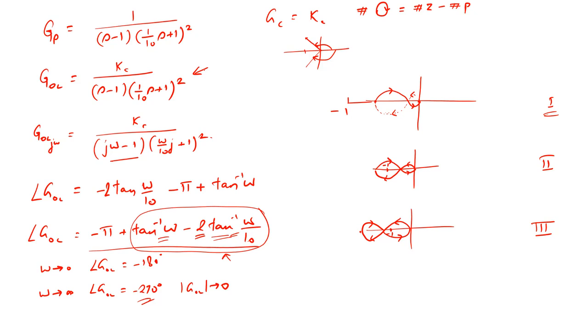Okay. So now in scenario 1, the number of encirclements of minus 1,0 is actually 0. Number of poles in the right half plane is actually 1, corresponding to this one. Therefore, number of zeros, which is the roots of the closed loop characteristic equation in the right half plane, is equal to 1. So because you have one root of the closed loop characteristic equation in the right half plane, the system is unstable. So this is unstable.